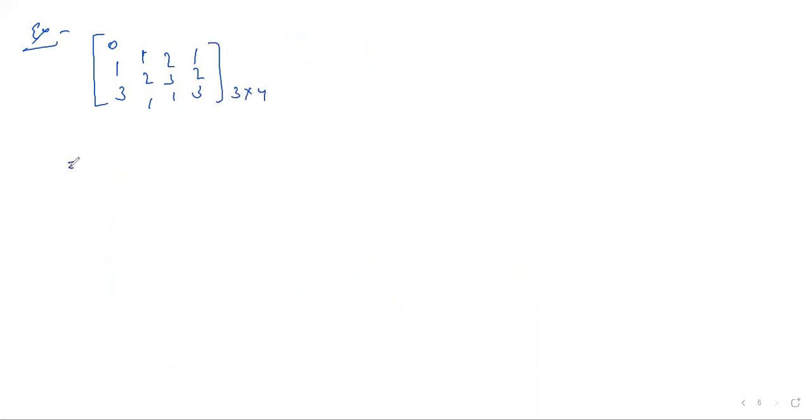Okay, this is a matrix of 3 cross 4. Now if we want to solve this matrix by the elementary transformation method, then we can do it like this. Let's interchange these rows, R1 and R2. So this will be 1 2 3 2, 0 1 2 1, 3 1 1 3.